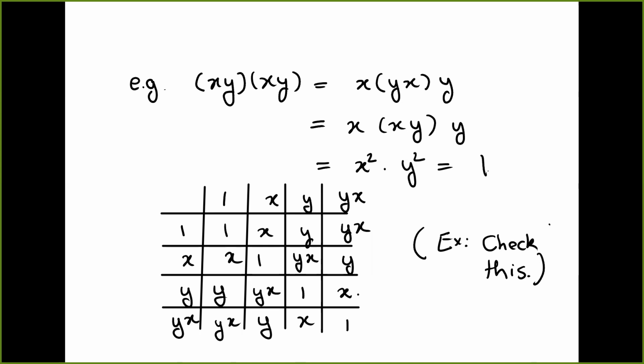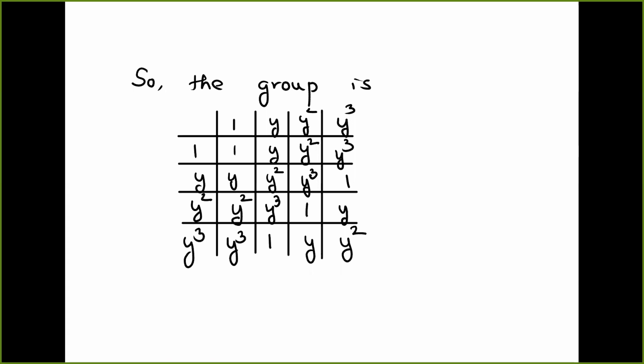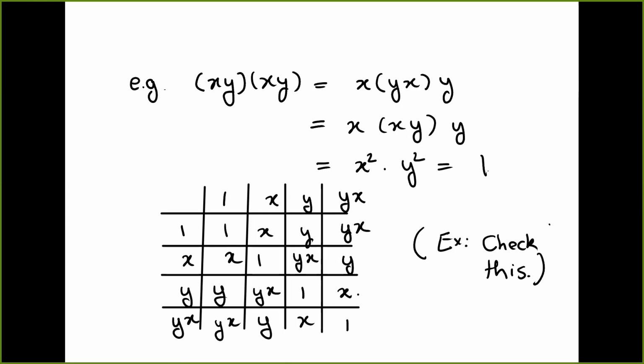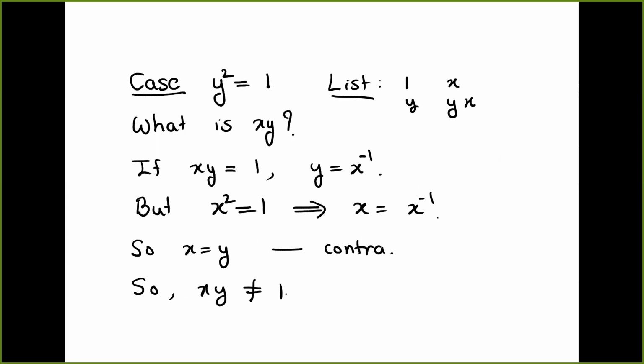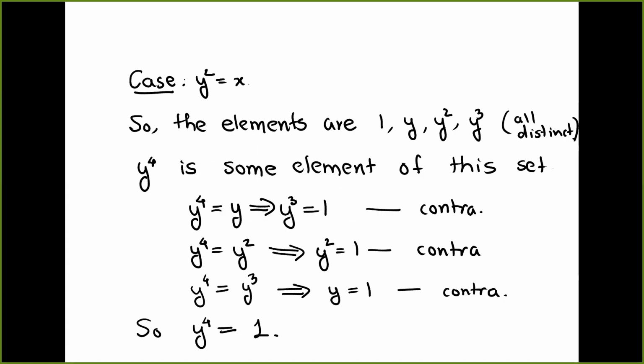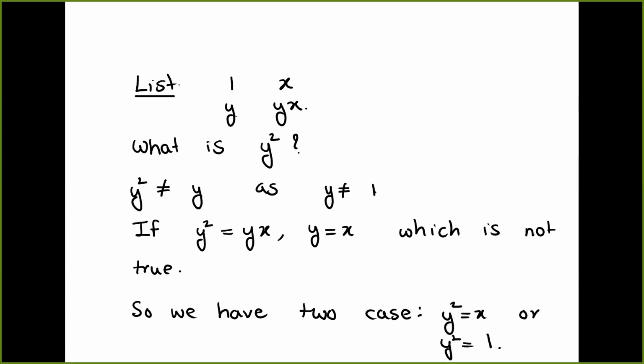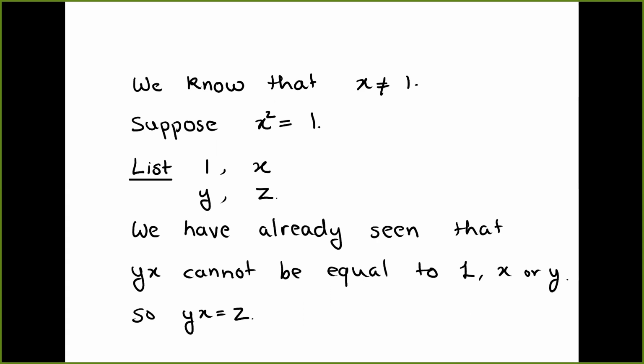This is certainly a group. So we have found two groups, right? We have found this group and we have found this group. So this actually takes care of the case x square is equal to 1. All this calculation was happening under the case x square equal to 1. So now suppose x square is not equal to 1.